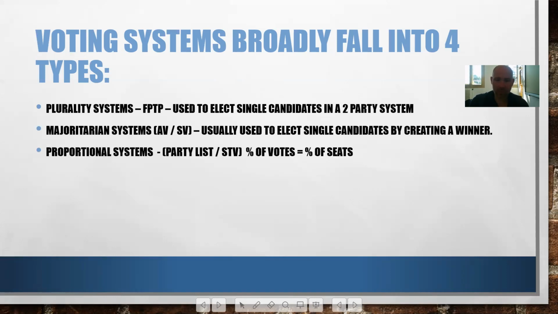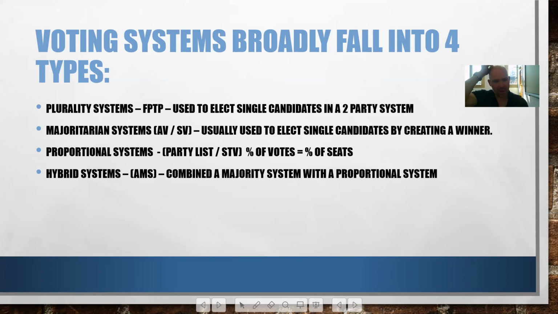Then there are proportional systems, such as party list and STV, where the percentage of votes equals the percentage of seats. And lastly, there are hybrid systems, which is where you get multiple types of voting systems pushed together.